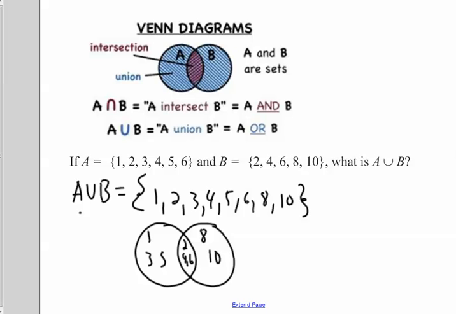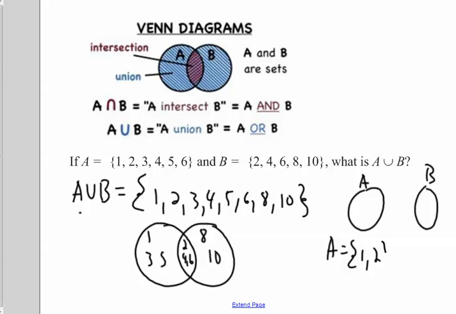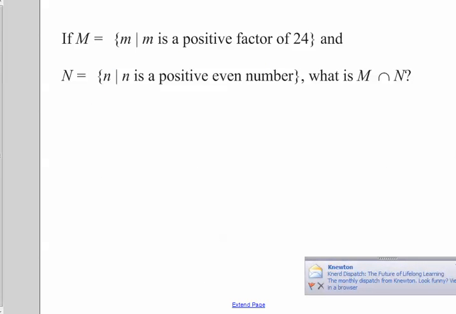Since we're talking about that, disjoint sets have nothing in common. So if you want a Venn diagram of what disjoint sets look like, here's an example. This is A, and here is B. If set A was something like {1, 2}, and set B was {3, 4}, these are two disjoint sets. Okay, moving right along.